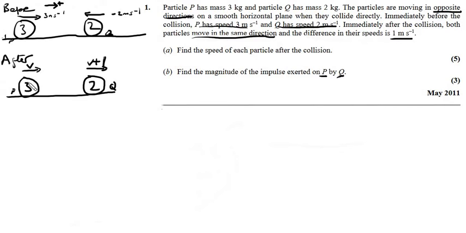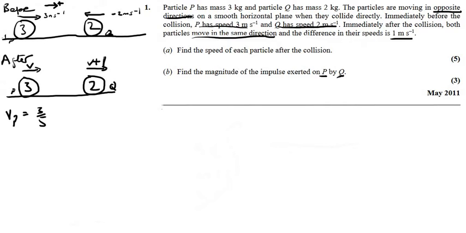So in the previous question, we were asked to find the speed of each particle after the collision. And we found that the velocity of p after the collision was 3/5. So now it wants us to find the magnitude of the impulse exerted on p by q.